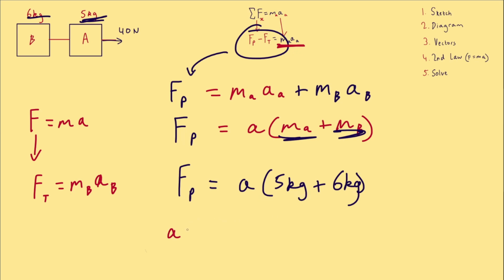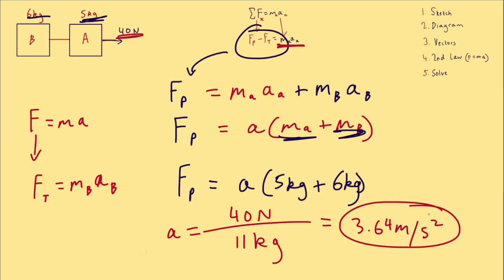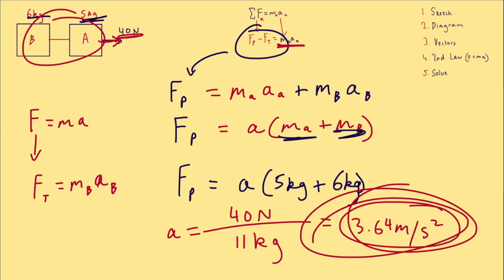Divide by this, you get A equals Fp, which is 40 newtons over 11 kilos. This comes out to 3.64 meters per second squared. That means when you tug on this rope at the end of these two ice cream tubs, it accelerates at this speed. Quick note, by the way: Fp, our pulling force here, only acts on box A. It doesn't affect box B. Box B is moving because of the cord tension that comes from us pulling on box A.